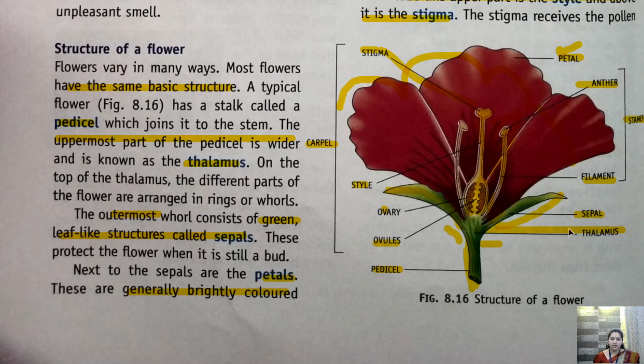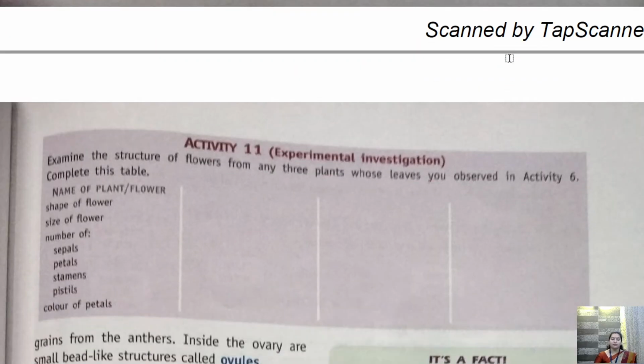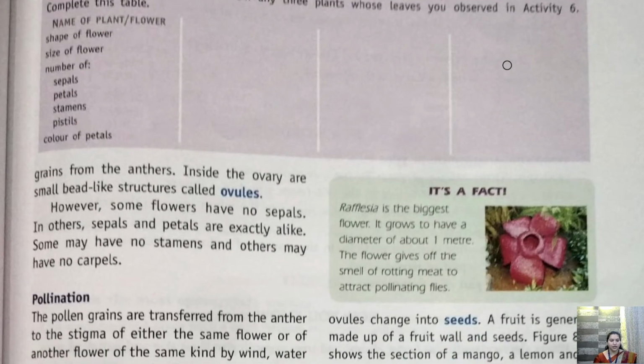We have pedicel, we have thalamus, sepal, then we have this petals, then we have stamen, that is anther and filament, then we have a stigma, style, and ovary and ovule, that is called carpel. Okay, so all these things are present. This is the structure of flower. Now inside the ovary are small beads like structure present called ovule.